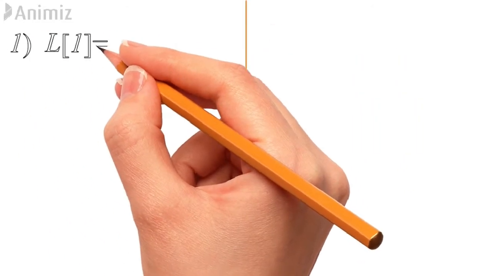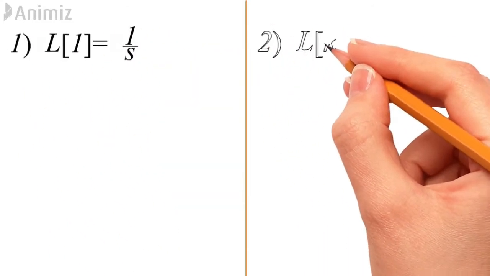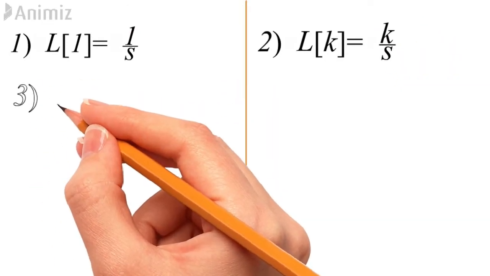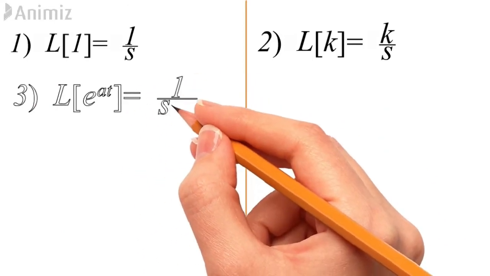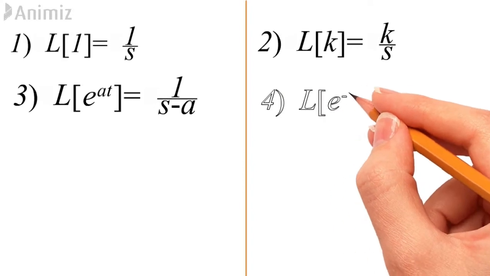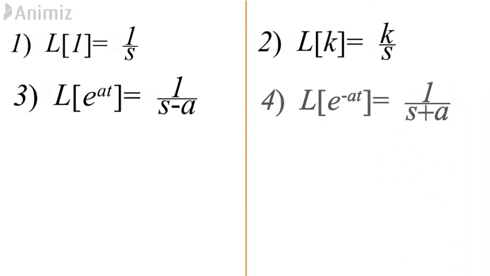First one, Laplace of 1 is 1 upon s. Second one, Laplace of k is k upon s. Third one, Laplace of a raised to at is 1 upon s minus a. Fourth one, Laplace of a raised to minus at is 1 upon s plus a.